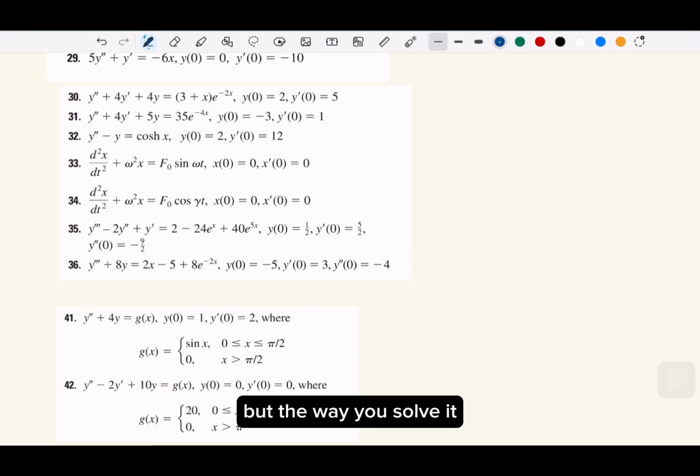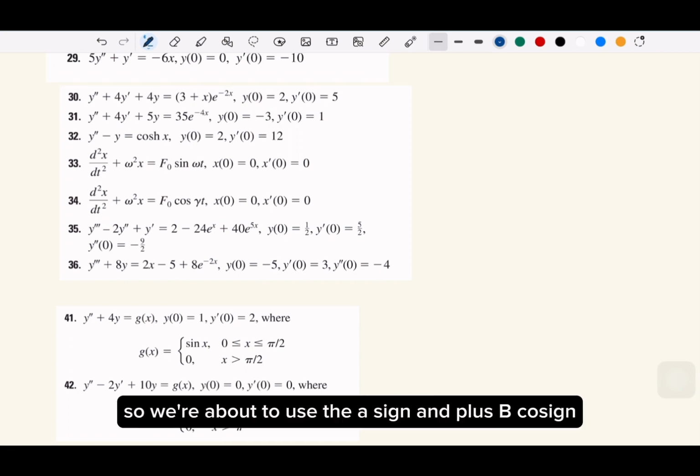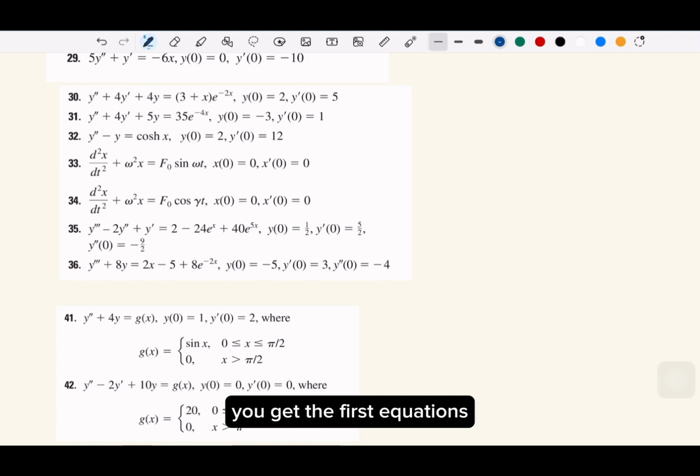But the way we solve this, we are going to solve with undetermined coefficient. So we have sine, so we are going to use A sine plus B cosine, and then find A and B, and you get the result. You get the first equations, and then after that, use the limit.